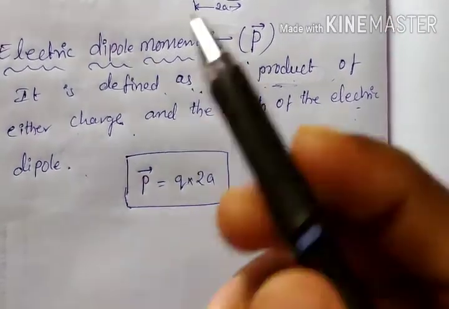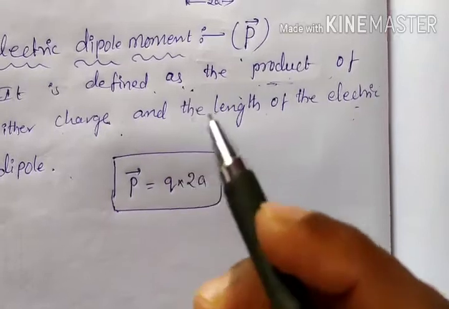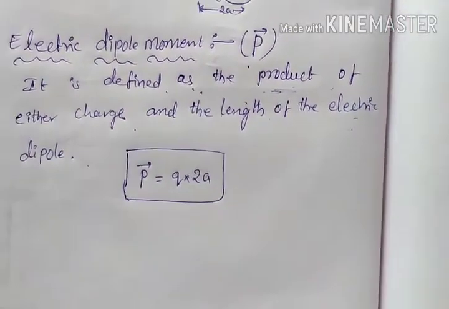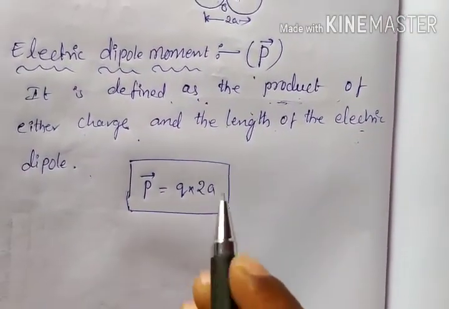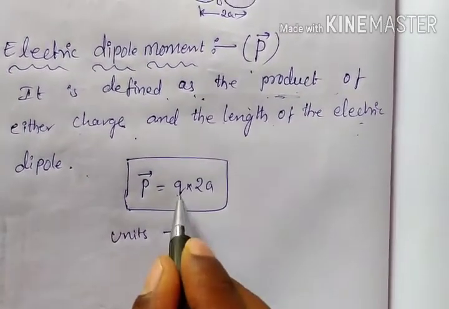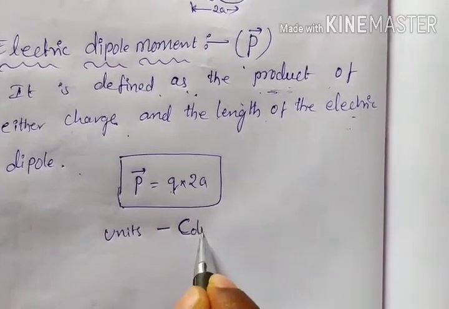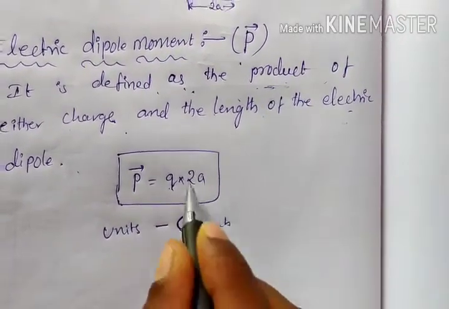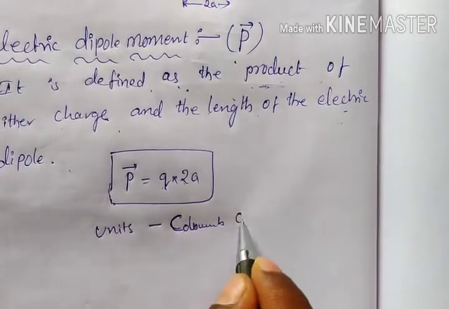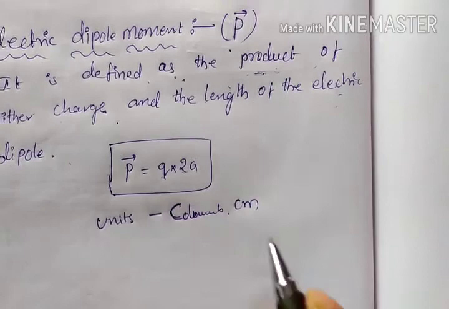So this is the definition of electric dipole moment. By using the electric dipole moment, we simplify formulas according to the definition. What are the units of electric dipole moment? Q is a charge, which is measured in coulombs. And 2a is a distance, measured in centimeters or meters. So the unit is coulomb centimeter or coulomb meter.